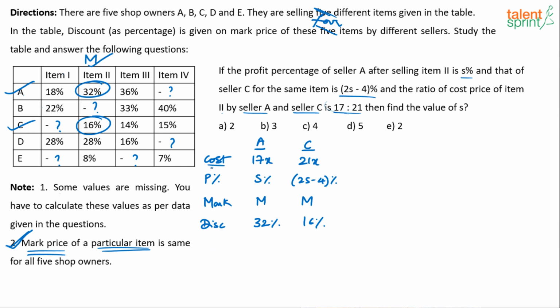So you know the cost price, you know the profit percentage, you know the marked price and you know the discount. What can be calculated? The selling prices can be calculated. What is the selling price by each seller? Can be calculated, and I think that's what should give us the value of S. We are interested in finding out the value of S.